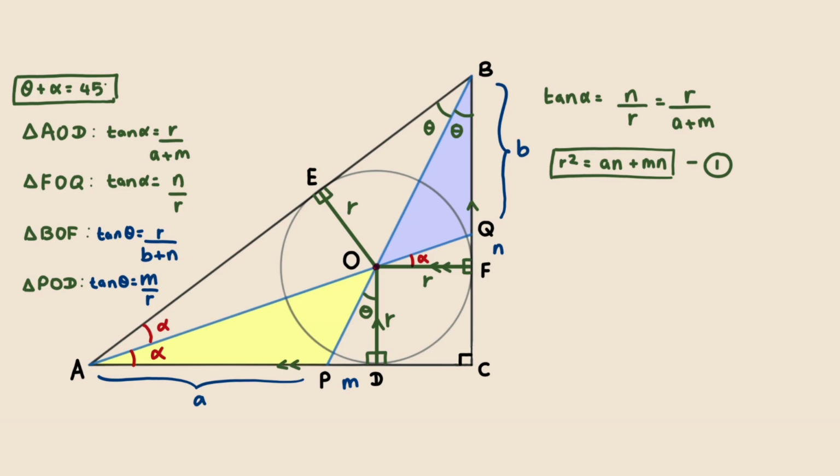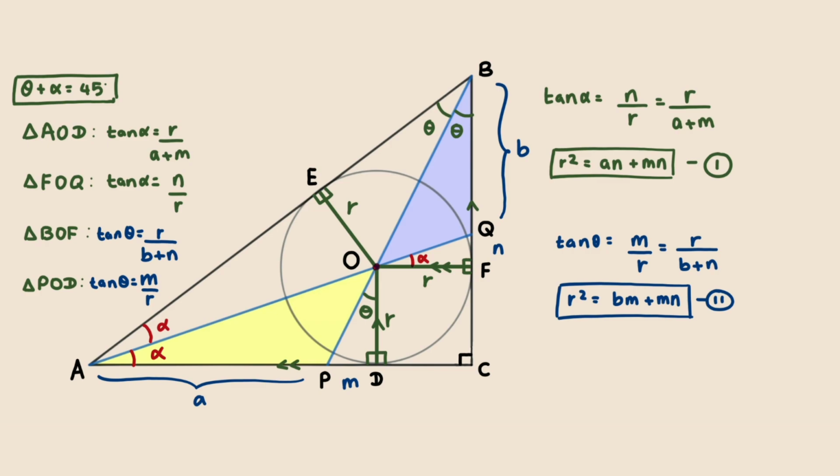Now similarly we have tan theta equals m upon r equals r upon b plus n, and when you do cross multiplication, you will get r square equals bm plus mn. Now let this equation be labeled as equation 2.